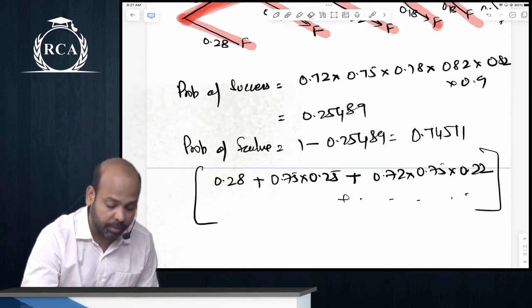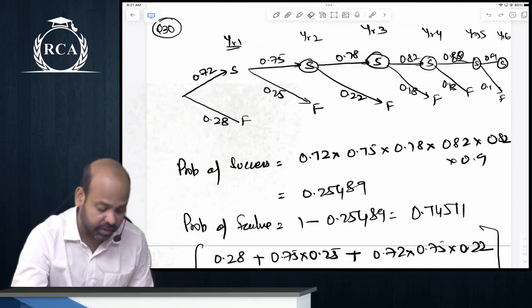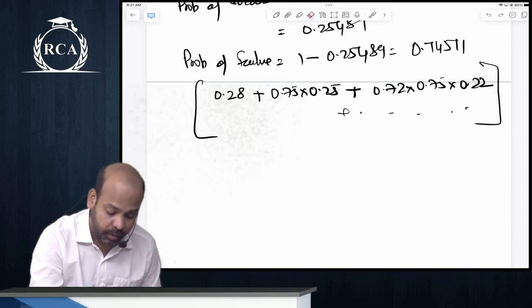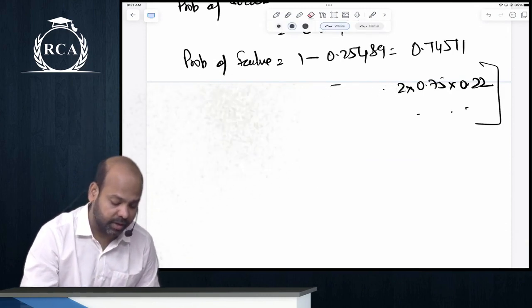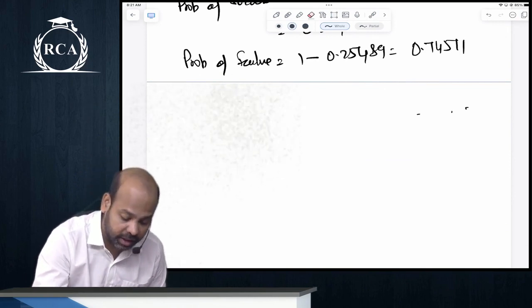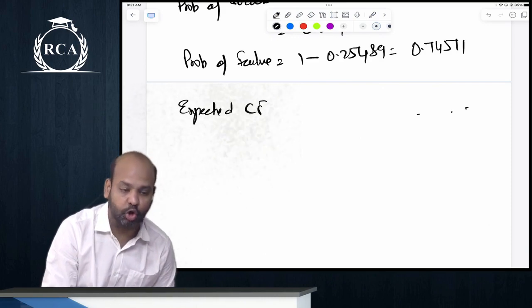Once you know the probability of success or failure, you know what cash flow you are going to get. You know that the cash flow is how much? 600 crores. You will arrive at the answer. Understood? So what is your expected cash flow? Either you compute expected cash flow or you compute 2 NPVs.